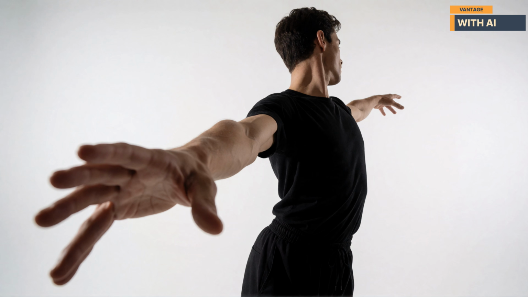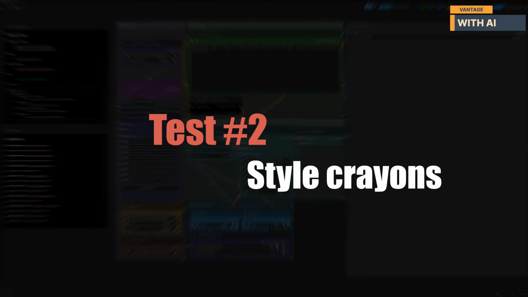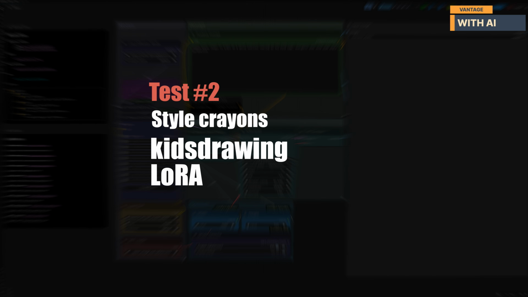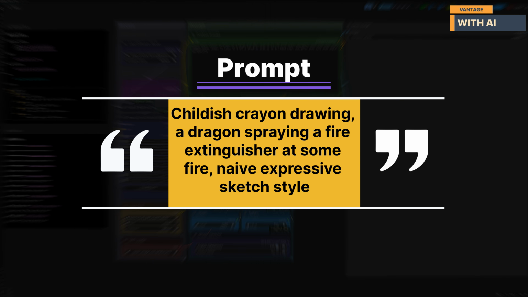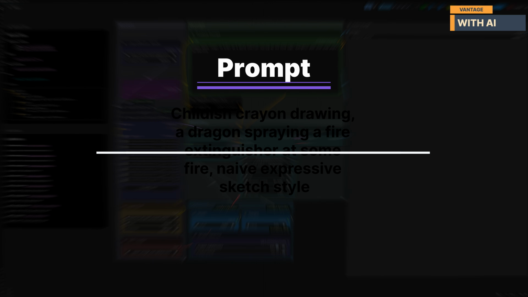Overall, this is a very solid result and a strong start for Krea 2 Turbo. For our second test, we'll enable the KidsDrawing LoRA to see how effectively Krea 2 Turbo can transform its output into a completely different artistic style. The goal here is to generate something that looks like it was drawn by a child using crayons, with simple shapes, rough sketch lines, and a playful hand-drawn appearance. Let's see what the model produces.